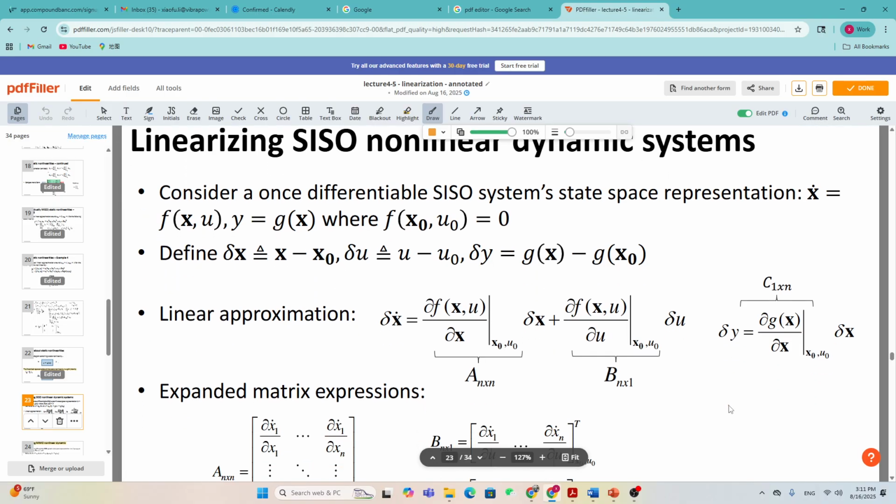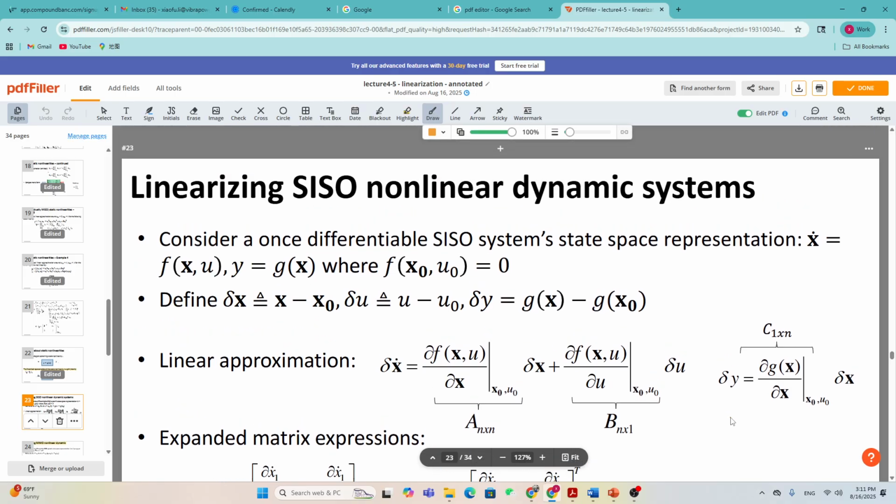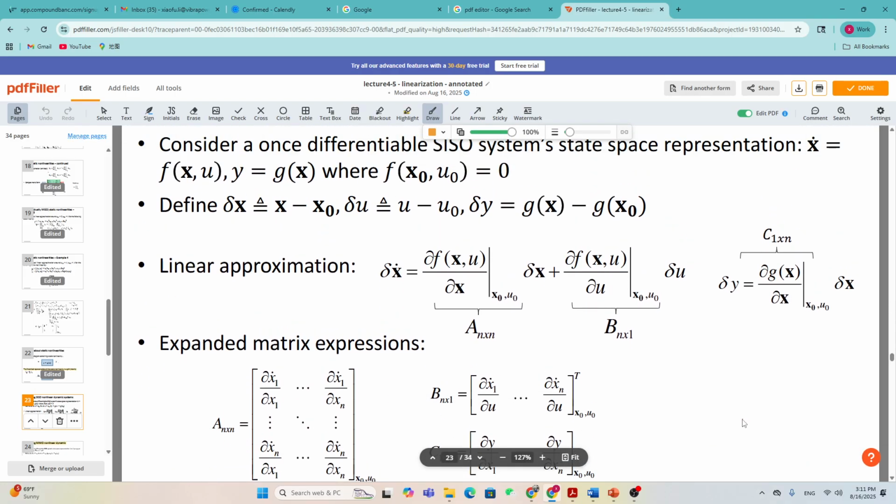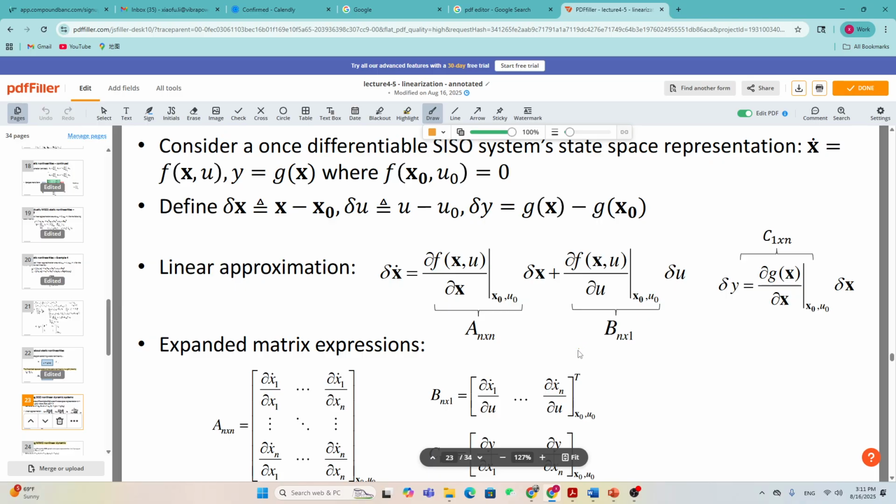But you still have to make sure the linearization is always small enough with respect to your point of interest. Otherwise, this linearization won't be valid. So you have multiple ways to derive your linearization. The first, standard way is to derive the state space representation. That will be the simplest way that you can start with.